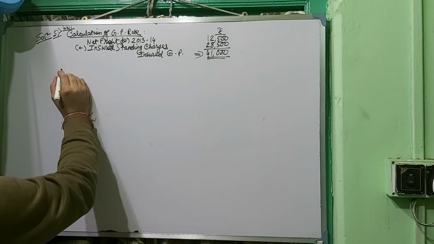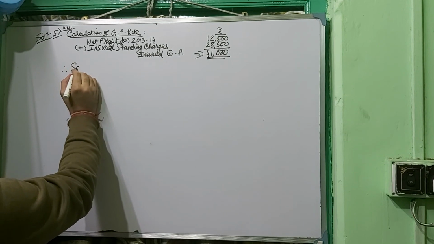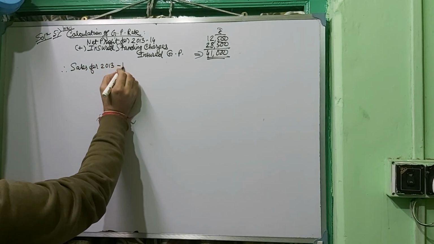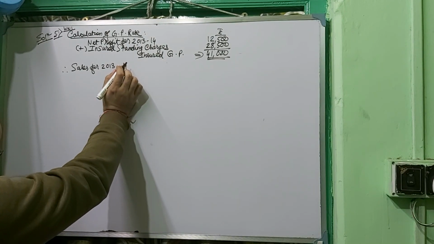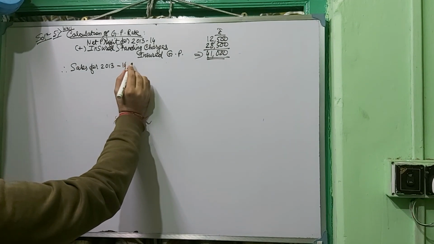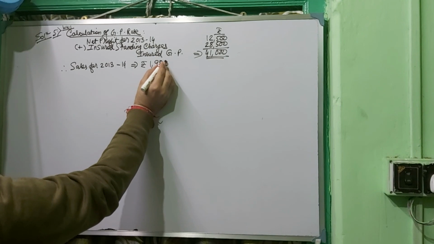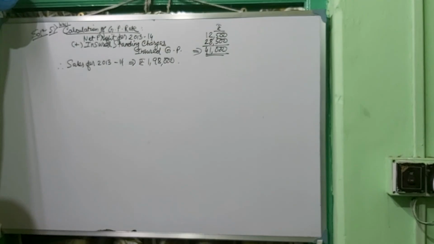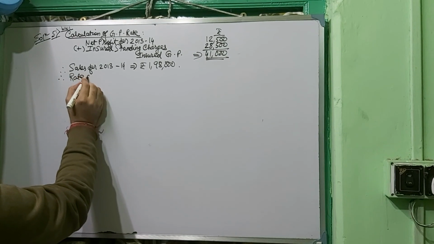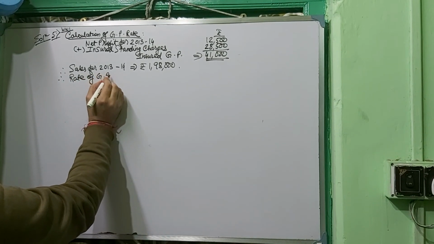Now, sales for 13-14 has been given in the sum, which is the turnover, 1,98,000 for the year ended 31st March 14. The sales figure has been given. Now you can calculate the rate of GP.